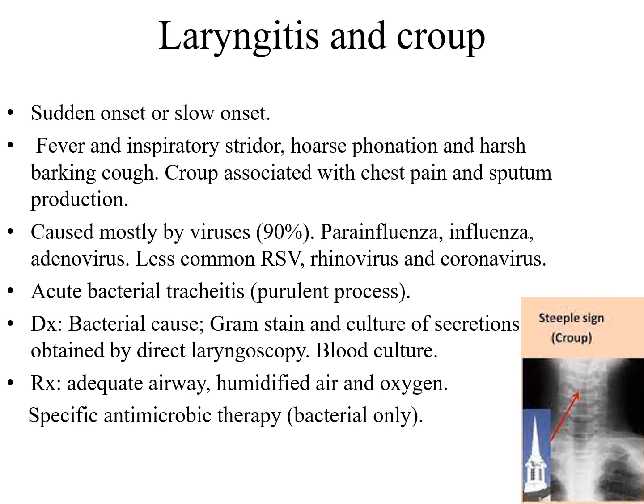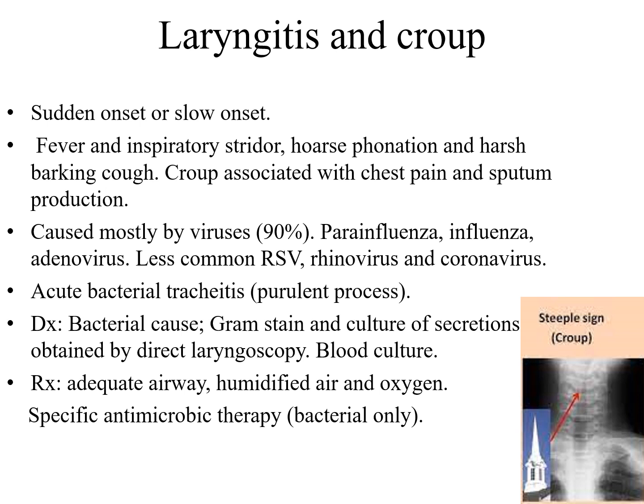Strong cough. If you see a patient with laryngitis or croup presenting to the emergency room, you would never forget the harsh barking sound and the hoarse phonation. He can't speak, his voice is completely hoarse, and at the same time he has a harsh barking cough. Croup associated with chest pain and sputum production is caused mostly by viruses, 90%, and when we talk about laryngitis or croup, mostly we're talking about parainfluenza virus.